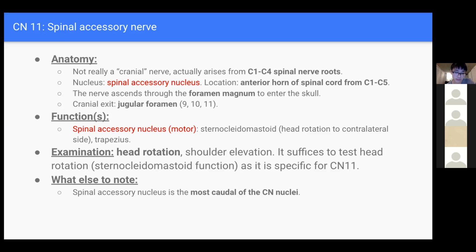And what else you should note is that the spinal accessory nucleus is the most caudal of the cranial nerve nuclei. It's the lowest down because it's in the spinal cord. It's not even in the brain anymore.